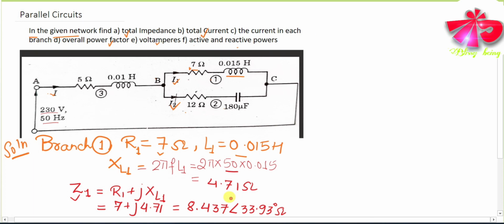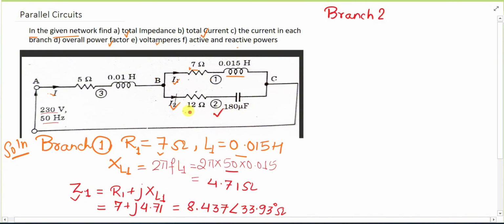Okay, after identifying the complete parameters of Z1, or the impedance of branch 1, your next task is to check what parameters are given for branch 2 and how you can convert them into impedance form. Let's write over here for branch 2. This one is our branch 2. We see that we have a resistor and a capacitor. Sometimes it's given in impedance form itself, but now it's not given, so we have to convert it as well.